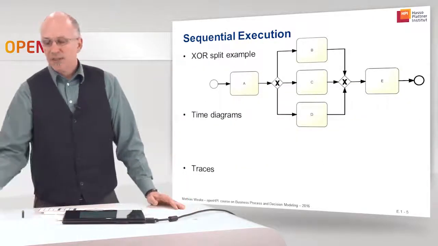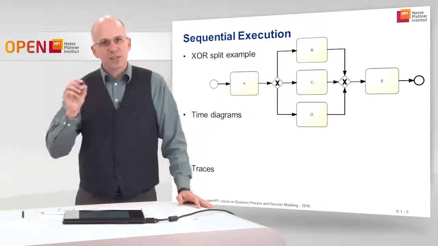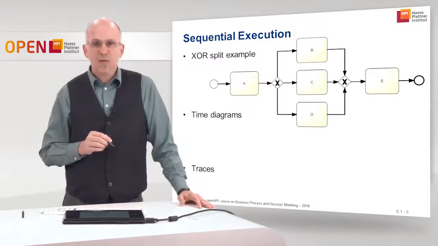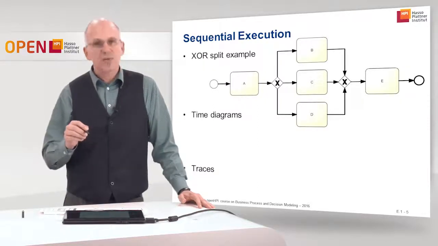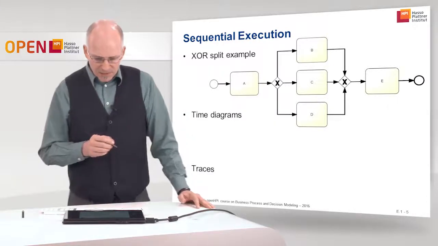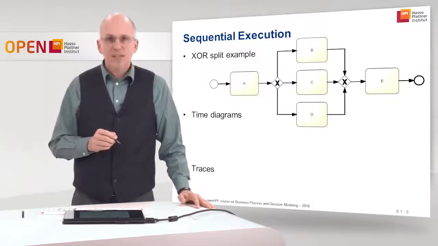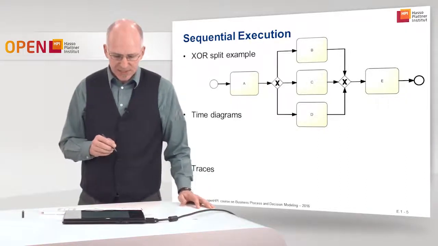Okay, but we can have sequential executions not only if we have sequences that we look at, but also when we have XOR splits in our process model. Even when we just have XOR splits, we also end up with a sequential execution. In order to investigate this in a bit more detail, there is the following diagram that we see here.